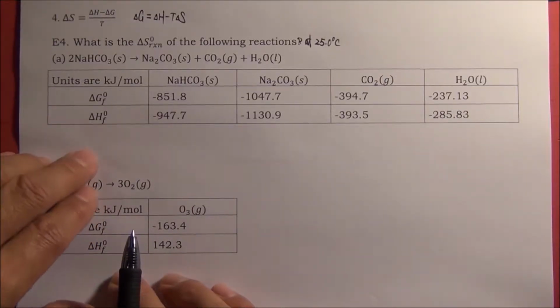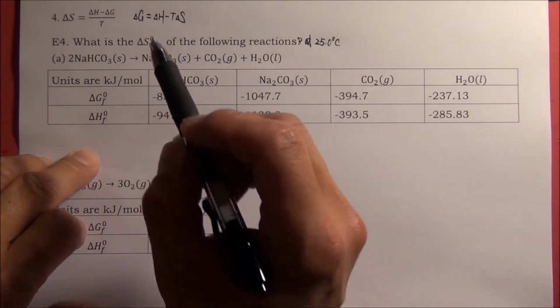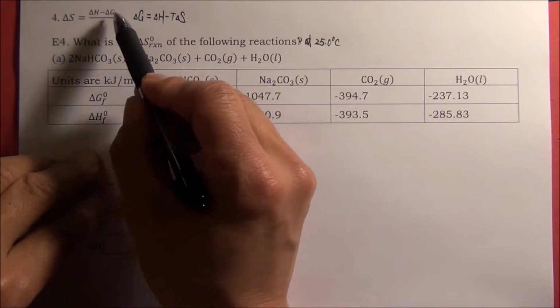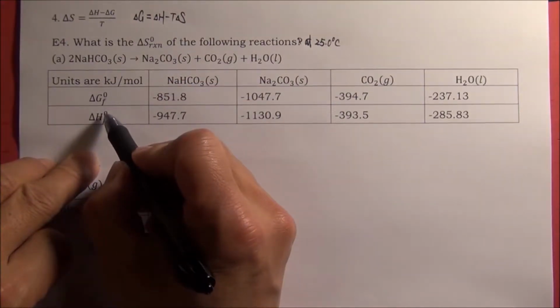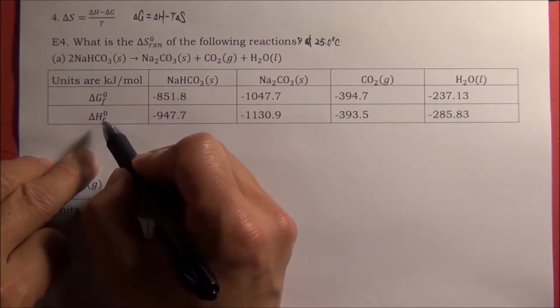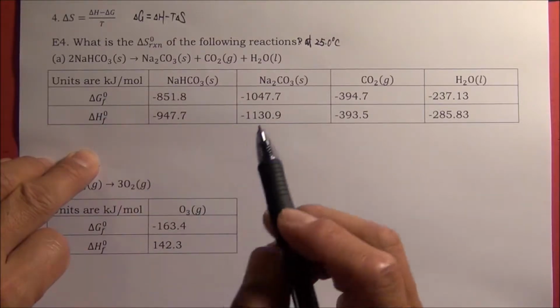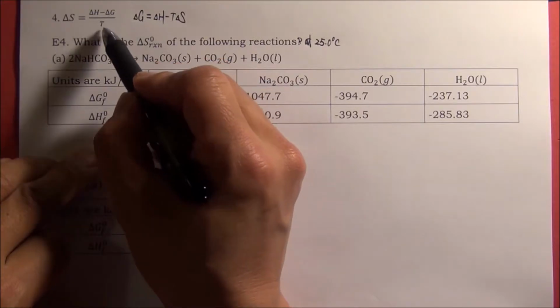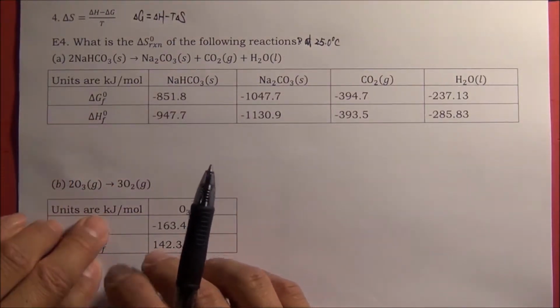The general idea to calculate the entropy change with equation 4 is to calculate the enthalpy change and the Gibbs free energy change by using the standard enthalpy of formation and the standard Gibbs energy of formation. Then we plug in both delta H and delta G and the temperature. We can calculate the entropy change of the reaction. Let me show you the details.